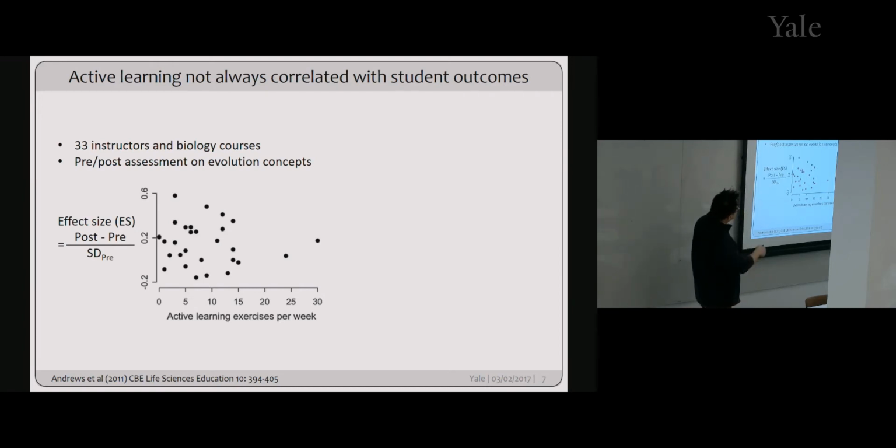For example, there's this course that did fairly little active learning, but students had a lot of learning gain. And then there are courses out here where there's a lot of active learning activities, but the learning gain isn't that high.